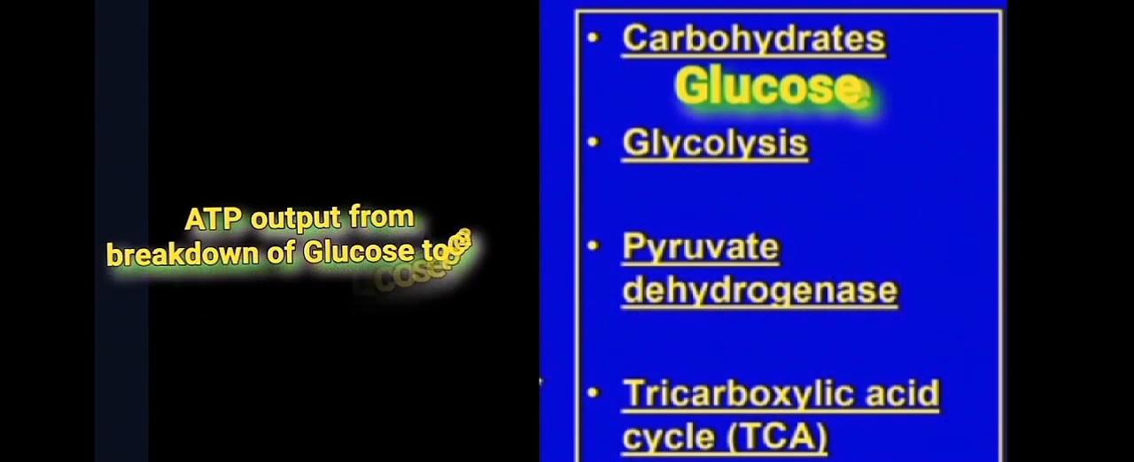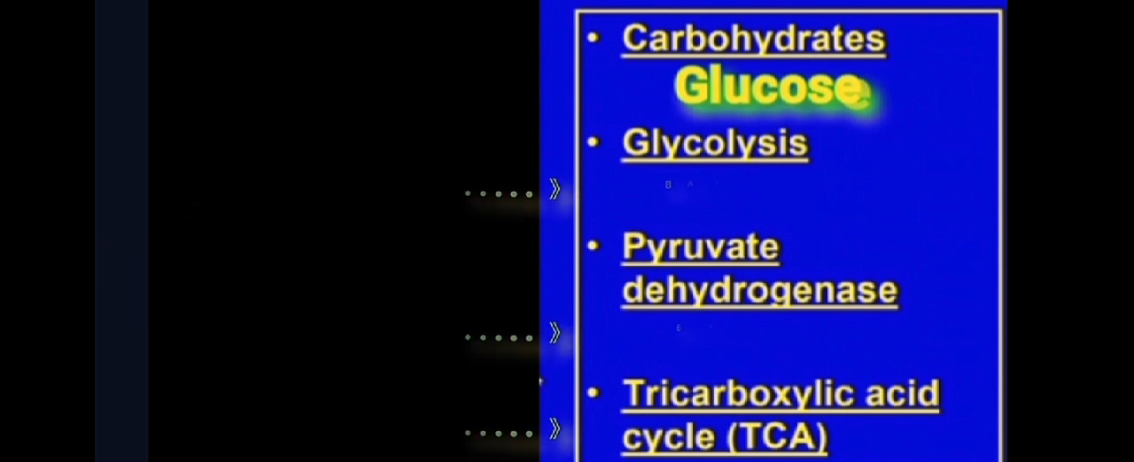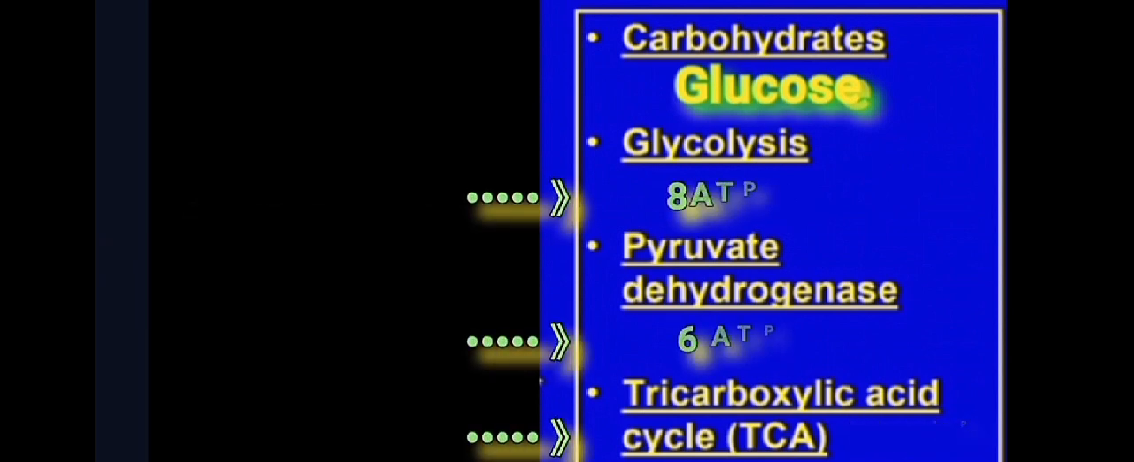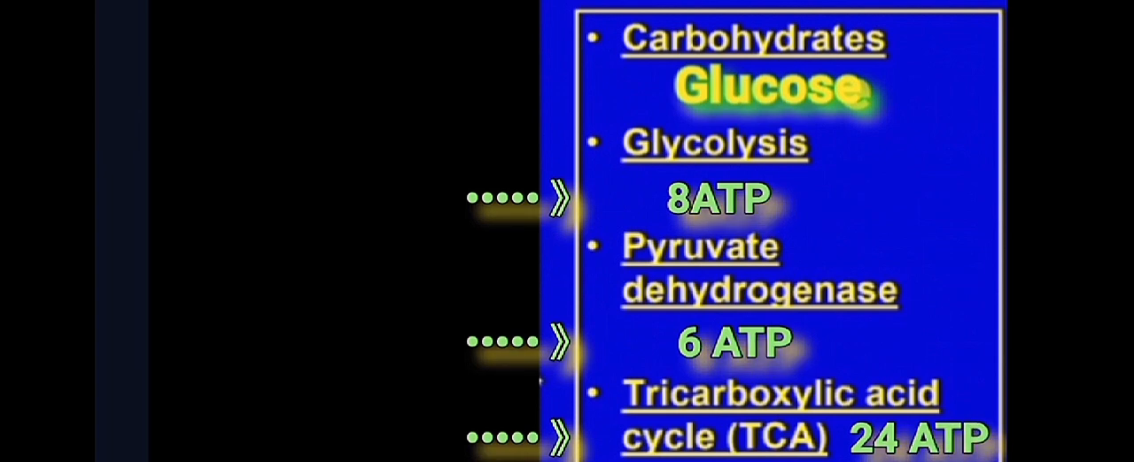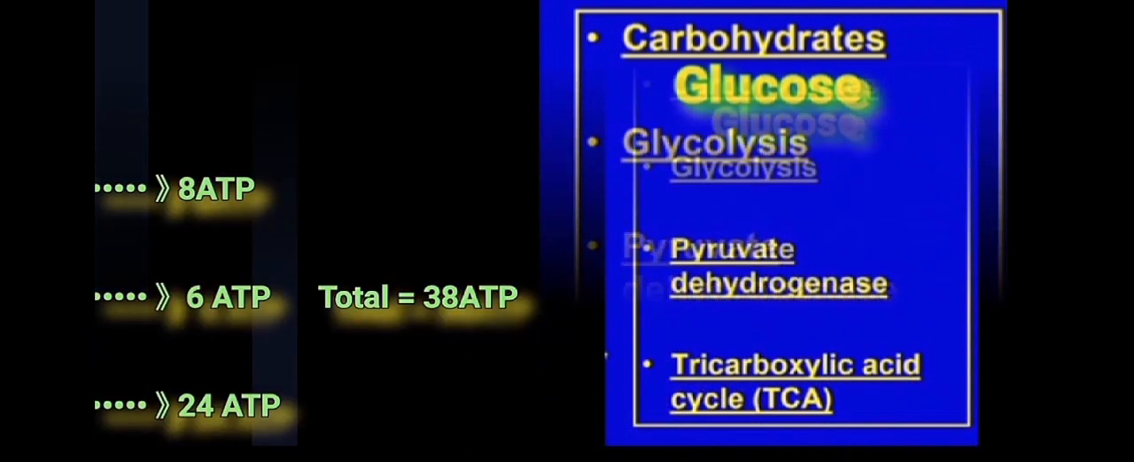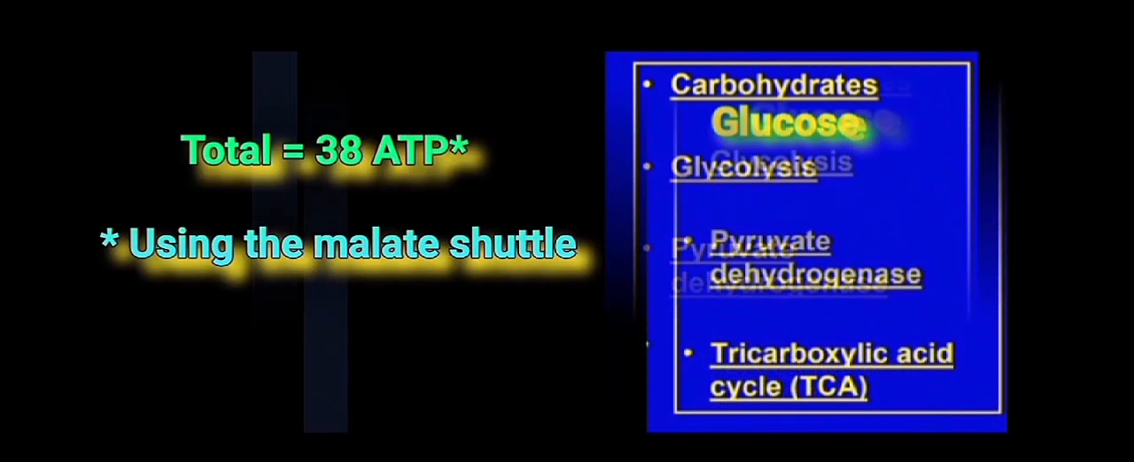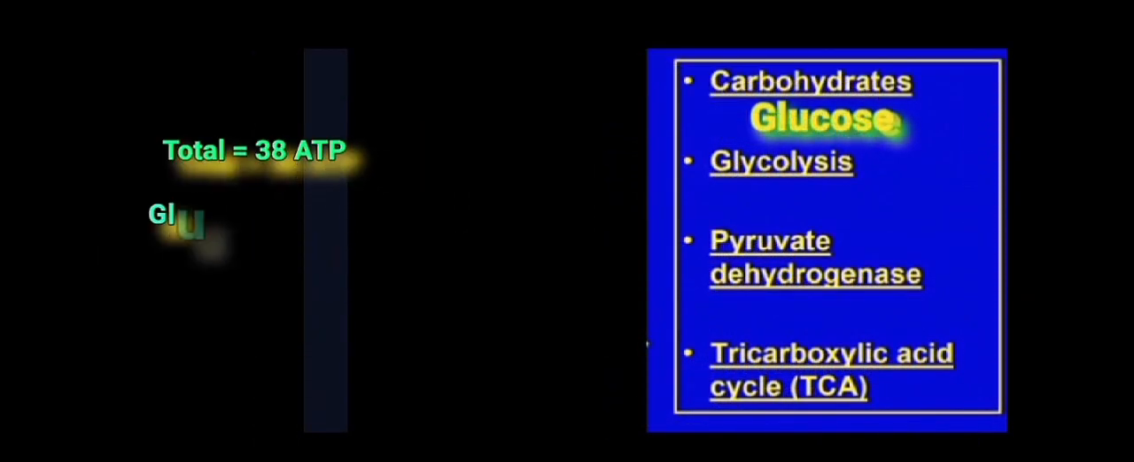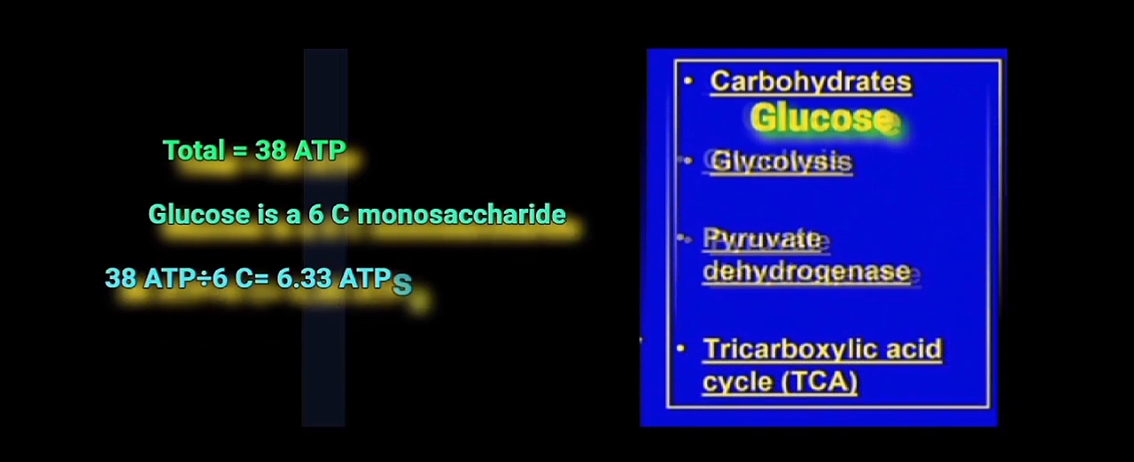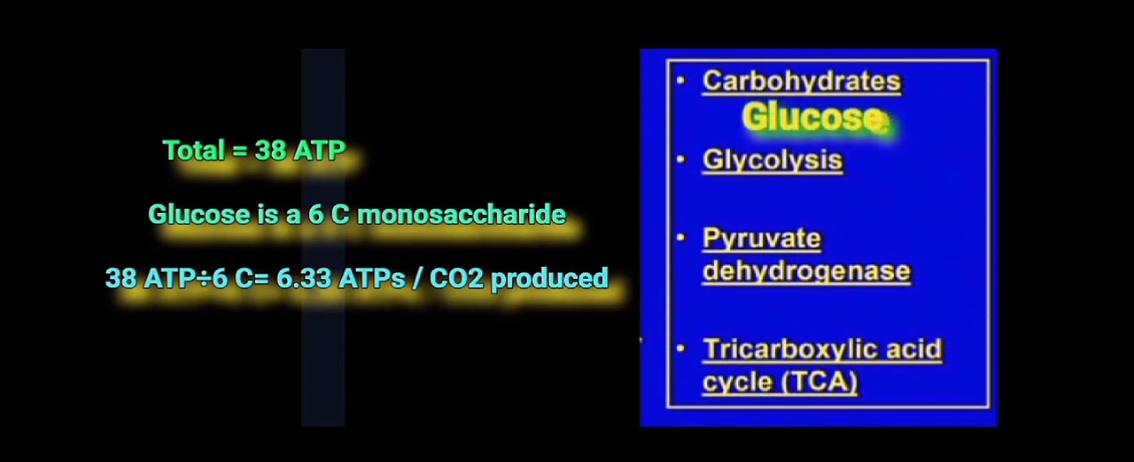Glucose, a 6-carbon monosaccharide, is catabolized sequentially by glycolysis, pyruvate dehydrogenase, and the TCA cycle to yield 8 ATPs, 6 ATPs, and 24 ATPs respectively, for a total output of 38 ATPs. Dividing 38 ATPs by 6 carbons in glucose will give you 6.33 ATPs produced per CO2 produced.